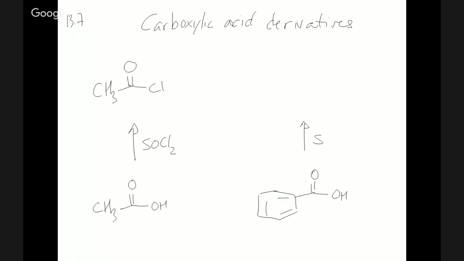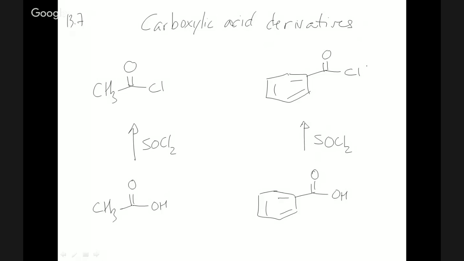Benzoic acid can form benzoyl chloride, which is how we name those. I'm not going to worry so much about naming. I think maybe we'll touch on that in chapter 14. But you can convert carboxylic acids to a lot of useful things. You can go to acid chlorides, and then you can use acid chlorides for a lot of interesting things.